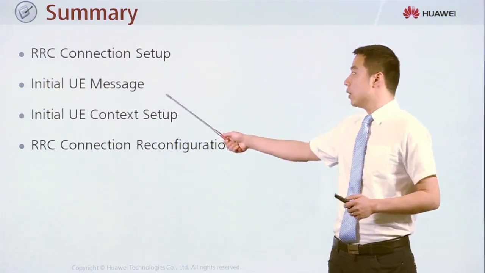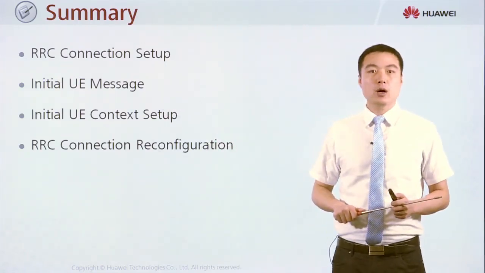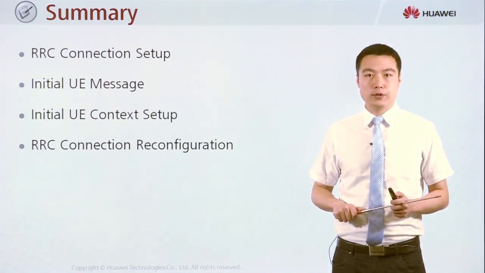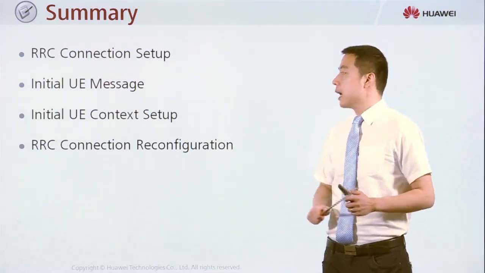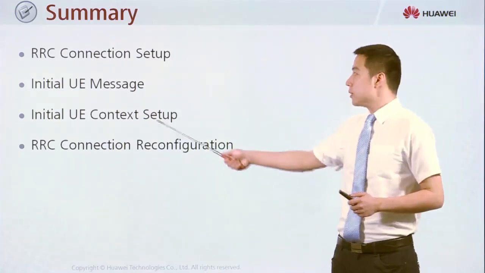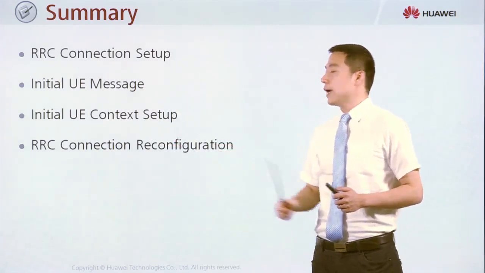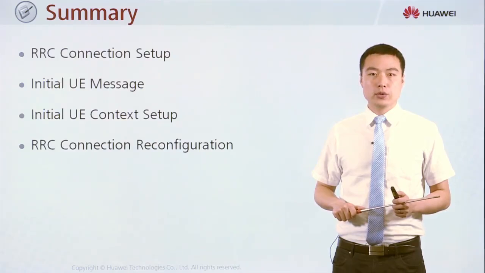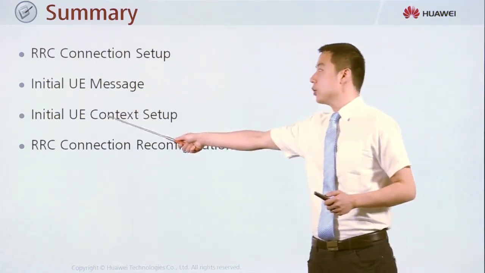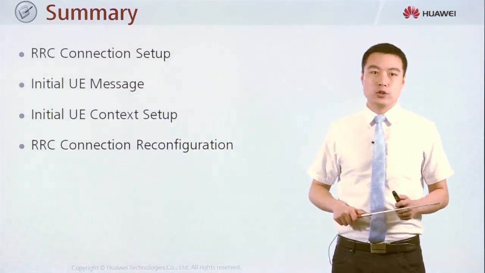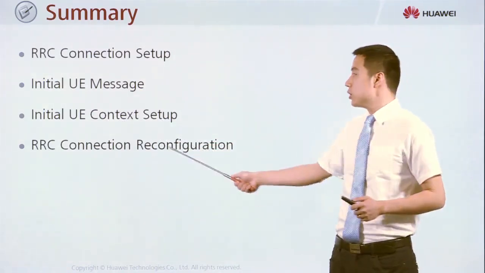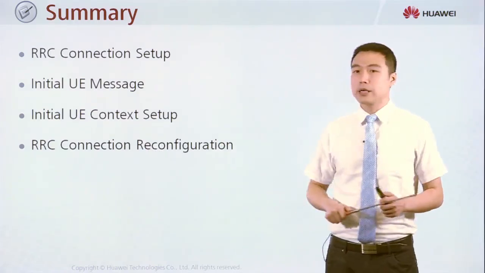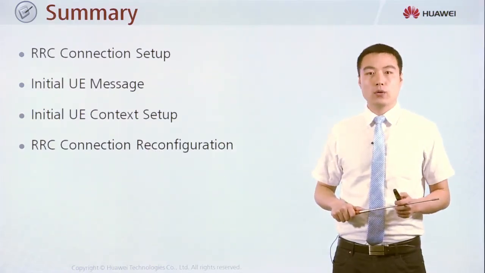After this, the core network will initiate authentication and NAS security procedures. After the UE passes the authentication and NAS security procedures, the core network will set up the default bearer. First, the core network sends the initial context setup request message to the eNode B. After the eNode B allocates the radio resource, the eNode B will reply with the initial context setup response message. And this message, RRC connection reconfiguration, is used for the radio resource allocation.